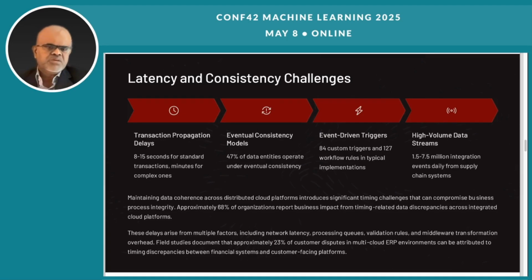Sometimes there is middleware transformation overhead. All of these cause two things: either latency, or sometimes integrity challenges. Looking at transaction propagation delays, there are almost 8 to 15 seconds for standard transactions, and up to a few minutes for complex ones across the cloud ERP systems. For eventual consistency models, 47% of the data entries operate under eventual consistency. Event-based triggers are very complex and bring overhead to the cloud ERP data model. High volume data streaming also contributes to these latency and consistency challenges.